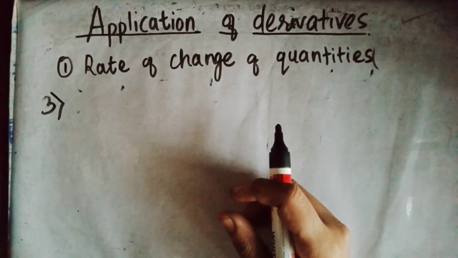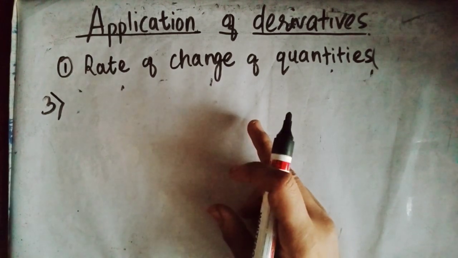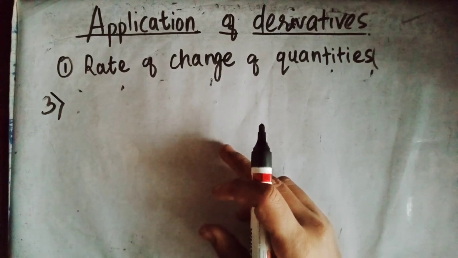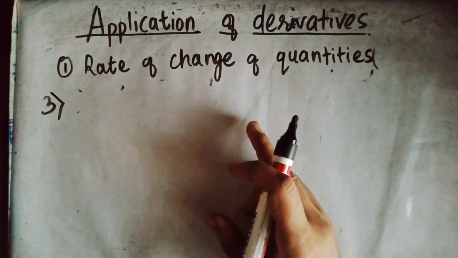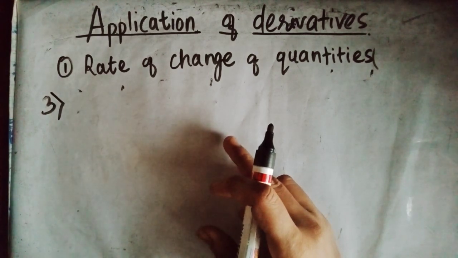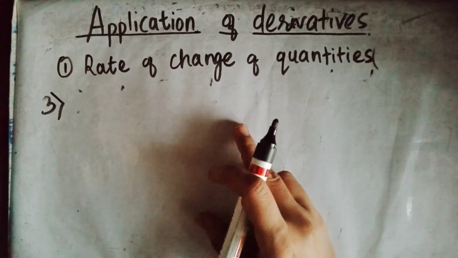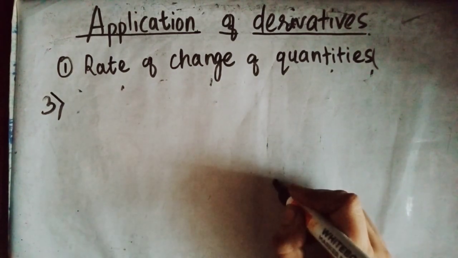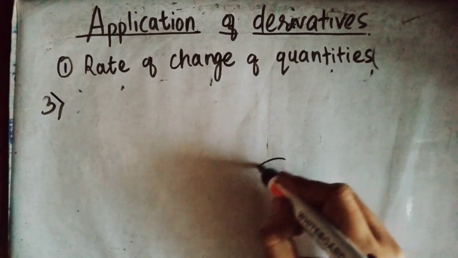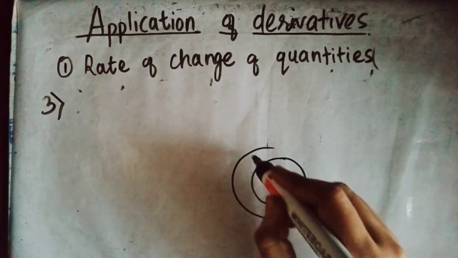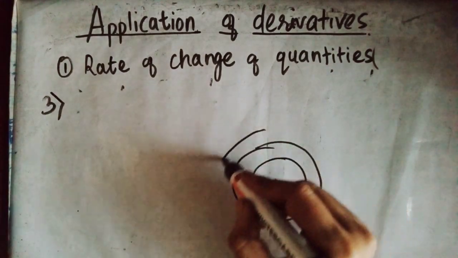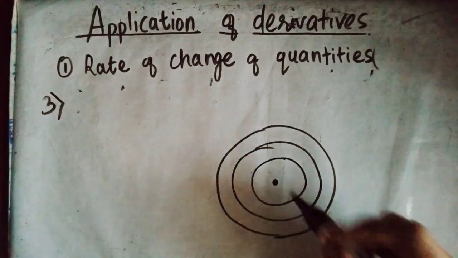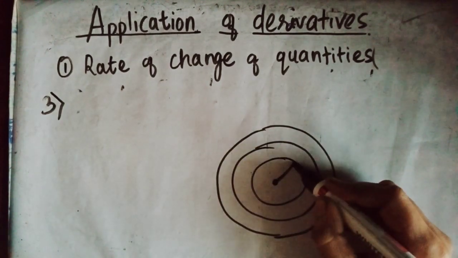Third question is, a stone is dropped into a quiet lake and waves move in a circle at a speed of 4 centimeter per second. At the instant when the radius of the circular wave is 10 centimeter, how fast is the enclosed area increasing? So the stone is dropped into the water. So here the circles are forming. This will get bigger and bigger, right?